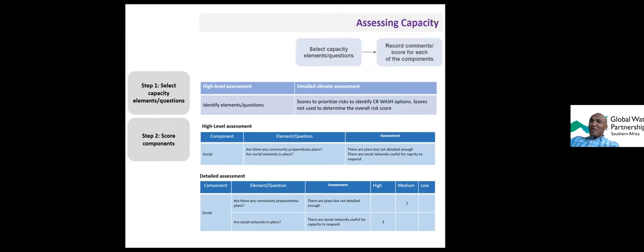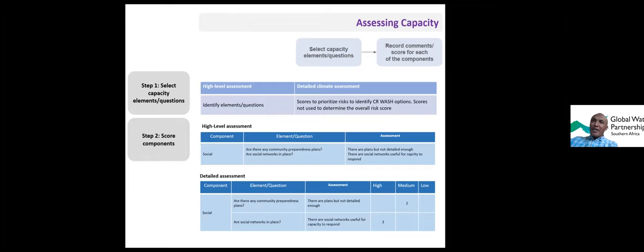I'm just trying to save some time. And then finally, related to capacity assessment again, this is very important to note. Capacity assessment is mainly linked to identification of climate resilient WASH options, for example. It's not actually influencing the priority of the climate risk, but is part of our mitigation strategy for addressing climate resilient WASH options.